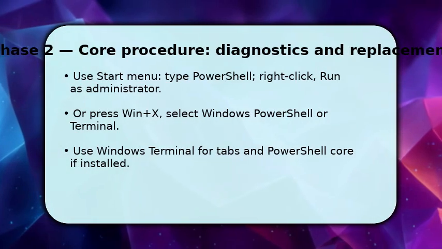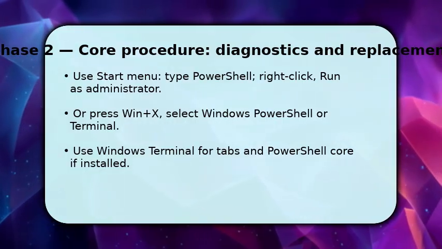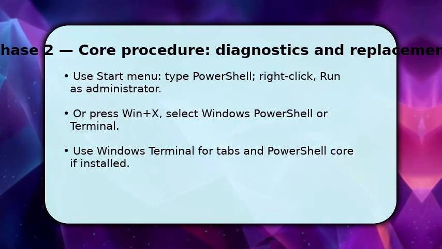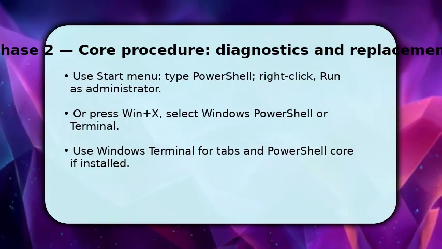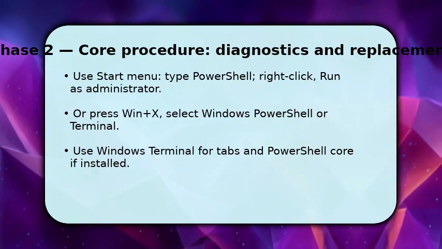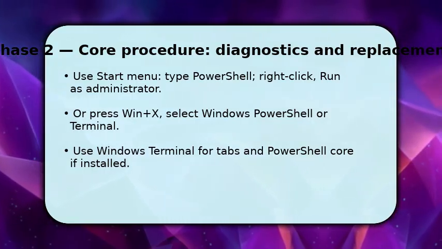You can open PowerShell immediately from the Start menu. Type PowerShell, then right-click and choose Run as administrator for full access. Alternatively, press Win plus X to open the Power User menu and select Windows PowerShell or Windows Terminal. If you prefer cross-platform PowerShell Core, launch Windows Terminal and pick PowerShell from the drop-down.